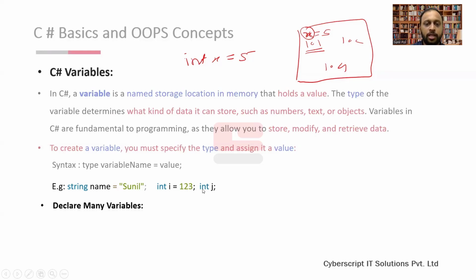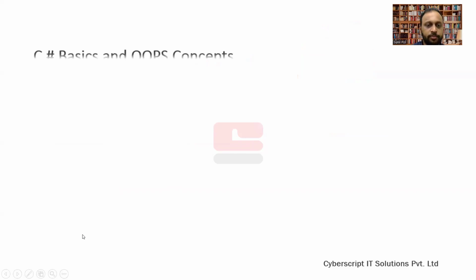We can also declare a variable without assigning any value to it like this. Here int is a data type and j is a variable name. We can also declare many variables in a single line of the same data type: int x is equal to 5, y is equal to 6, and z is equal to 50. Here x, y, and z all have the same data type, which is the integer.